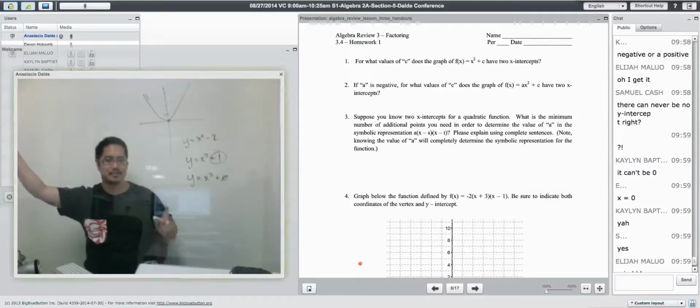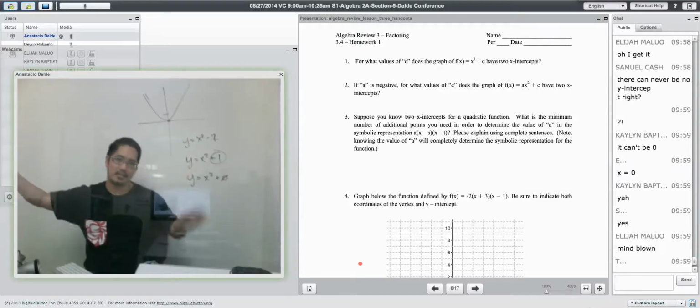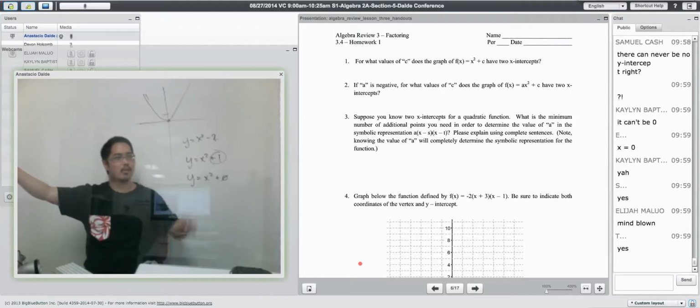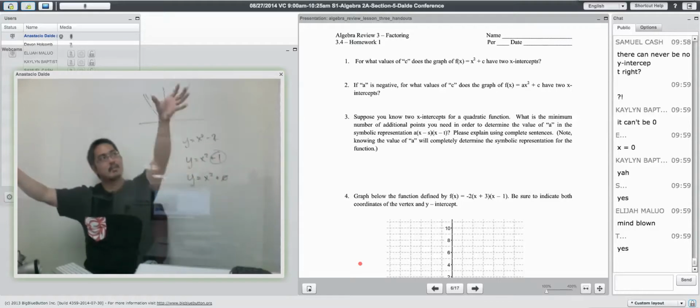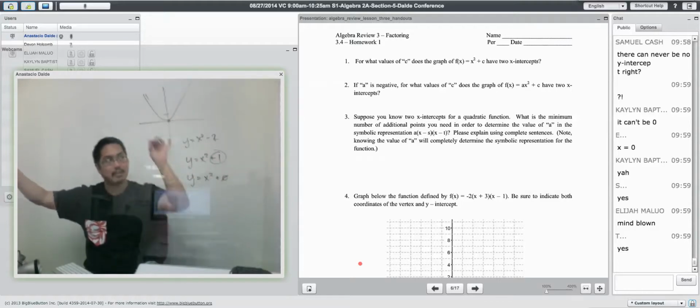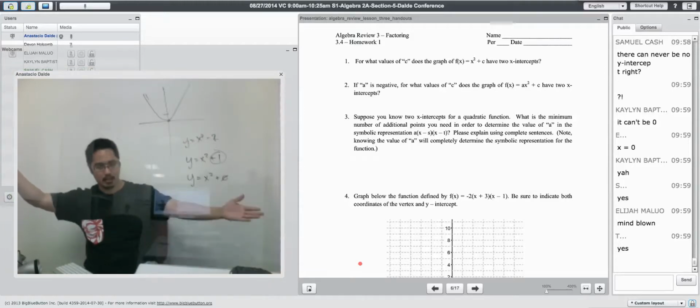All right. So, I think the answer to the first question is all negative numbers. That's what I would say. C can be any negative number. As long as it's a negative number, that will pull this parabola down, giving you 2 intercepts. You guys agree?